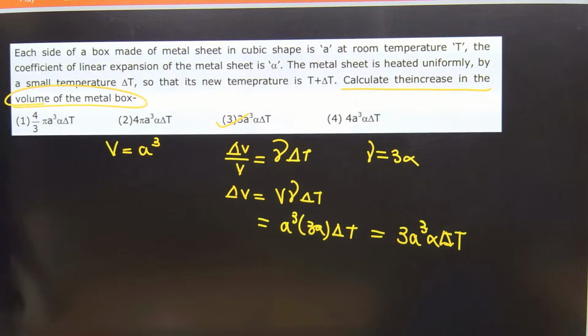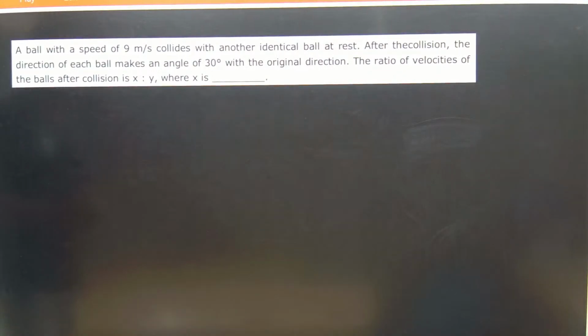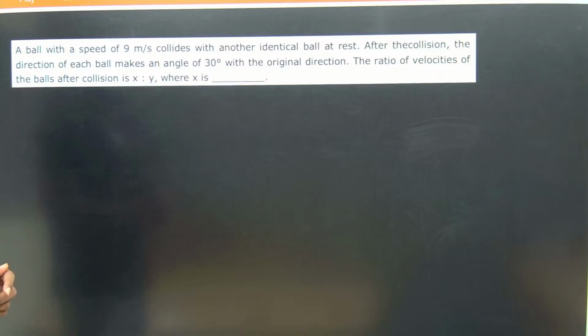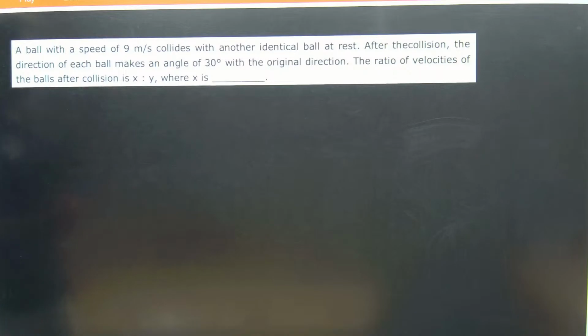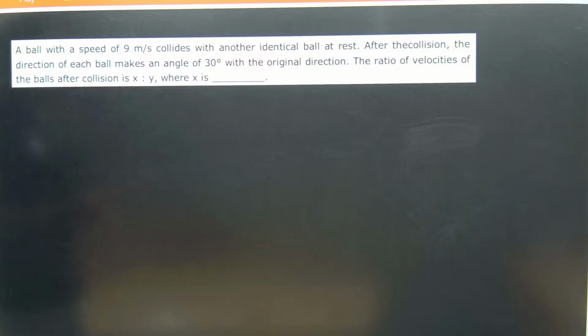So the next question is: a ball with a speed of 9 meter per second collides with another identical ball at rest. After the collision, the direction of each ball makes an angle of 30 degrees with the original direction. The ratio of velocity of the ball after collision is x is to y, where x is, okay, they are asking what is the value of x.